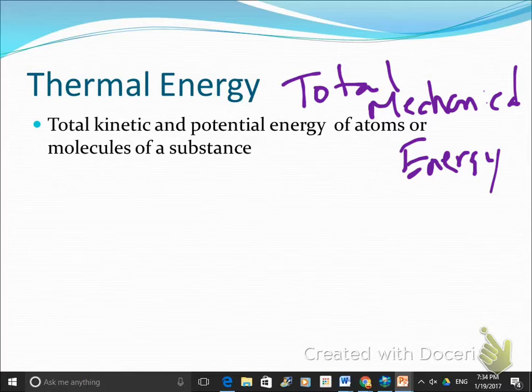So we did a couple of examples outlining that. The Wile E. Coyote example, where we looked at gravitational potential energy and also kinetic energy together, and we classified that as total mechanical energy when we added those two energies together. Thermal energy is the same idea. You're going to take total kinetic energy and then the potential energy, and we're going to add those two together.